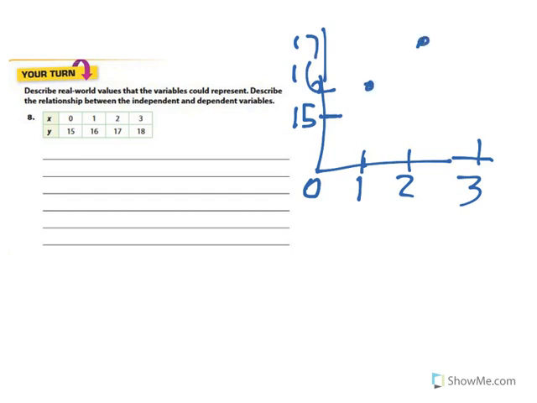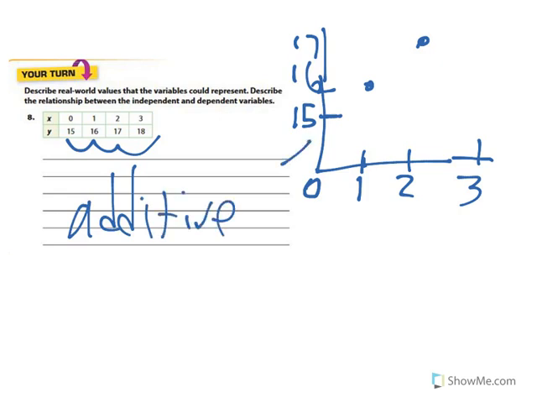So what they want to know again is the type of relationship to go from here to here to here. What is that called? That's an additive relationship. And now we need a real world example. Our starting point is 15. So go back to that example we just heard from Gina.